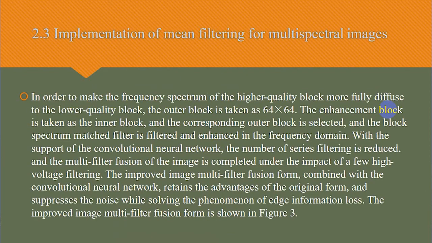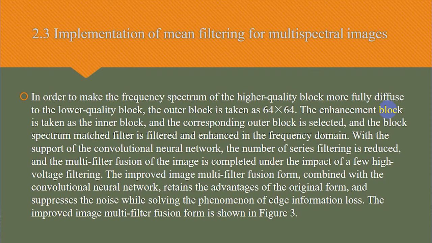In order to make the frequency spectrum of the higher quality block more fully diffused to the lower quality block, the outer block is taken as 64 by 64. The enhancement block is taken as the inner block, and the corresponding outer block is selected, and the block spectrum matched filter is filtered and enhanced in the frequency domain. With the support of the convolutional neural network, the number of series filtering is reduced, and the multi-filter fusion of the image is completed under the impact of a few high-voltage filtering.